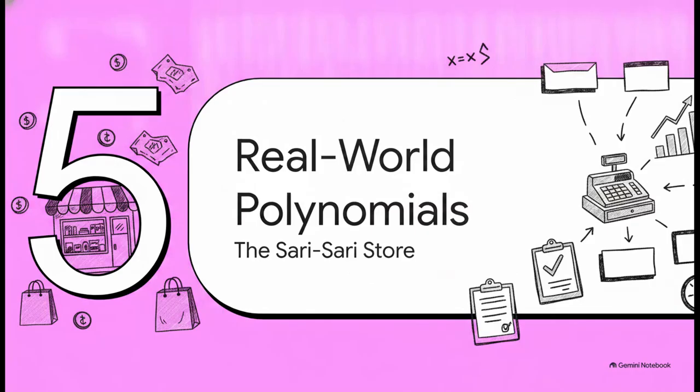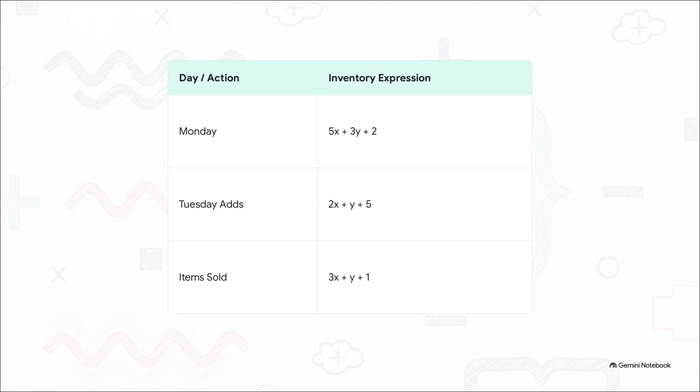And our final section, section 5, real-world polynomials, the sorry store. Let's bring everything we've learned full circle and set the stage using our neighborhood store from the beginning. We'll use X to represent our packs of biscuits and Y to represent bottled drinks. The plain constants will represent miscellaneous items. Now, imagine it's a very busy Tuesday.